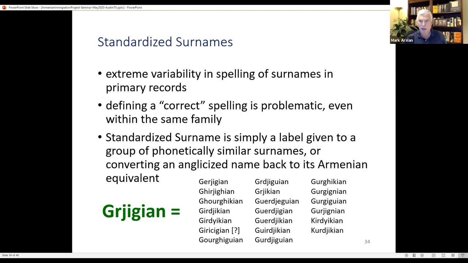Okay, I'm not saying it's the correct spelling, because in my dad's family, they say, what's the correct spelling of your last name? Well, we go by four different spellings, so, take your pick. But this is just a tool to make it easier to find who you're looking for. Okay.